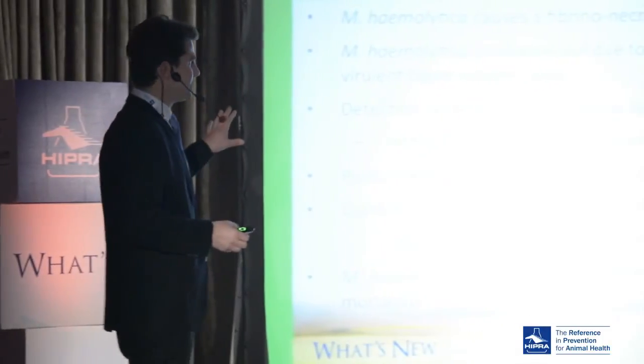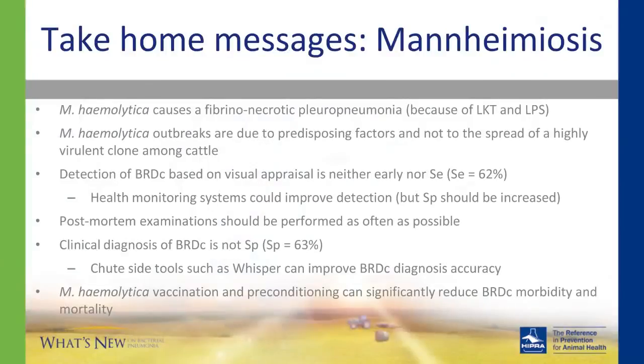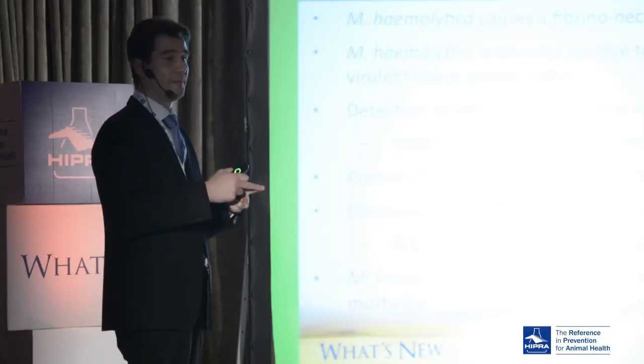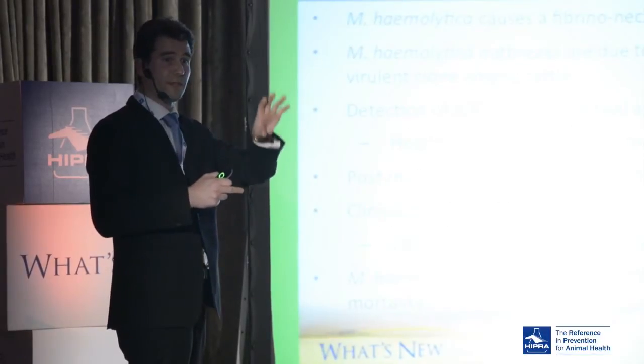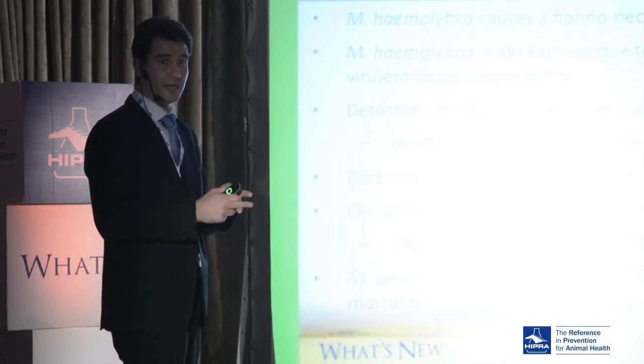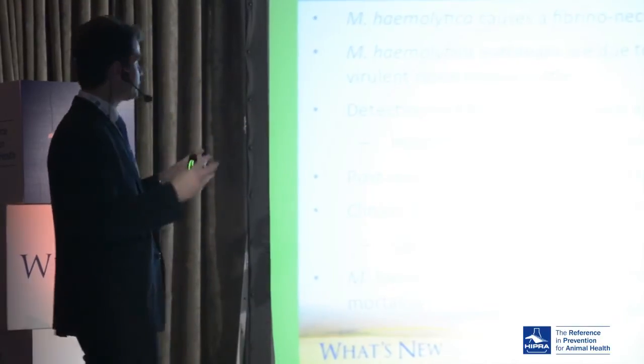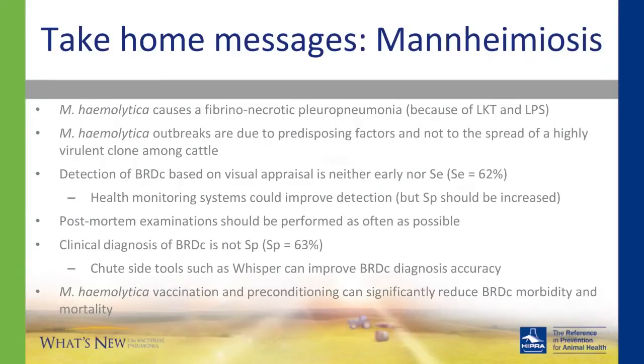So my key message of this first part is, first of all, that Mannheimiosis causes a fibronecrotic pneumonia because of its leukotoxin and LPS. Those two virulence factors are amazing because LPS recruits neutrophils and macrophages, whereas leukotoxin kills them. So that's why they create such nice lesions. Mannheimiosis outbreaks are mainly due to predisposing factors and not to the spread of a highly virulent clone.